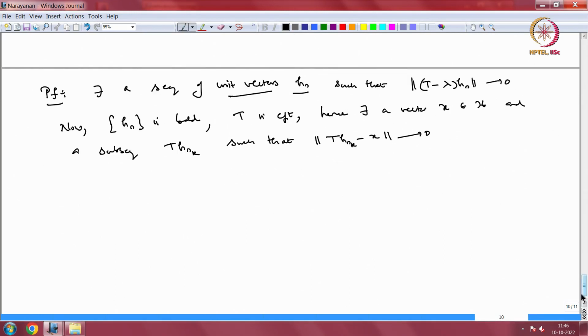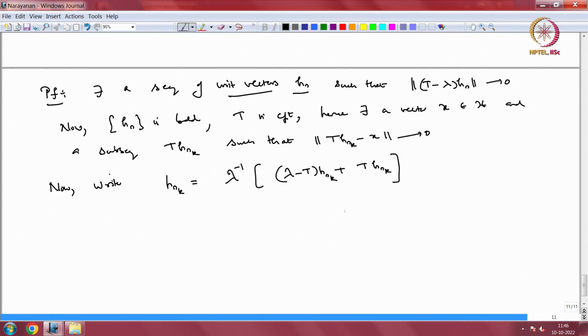Okay. Now, write, a slight manipulation needed here. Hn k equal to lambda inverse. So, remember lambda is not 0. So, I can take lambda inverse times (lambda minus T) Hn k plus T Hn k. I am not doing anything non-trivial here. If you look at what is there in the bracket, T Hn k and minus T Hn k get cancelled, and I will have lambda times Hn k and lambda inverse, right. So, this is simply Hn k.